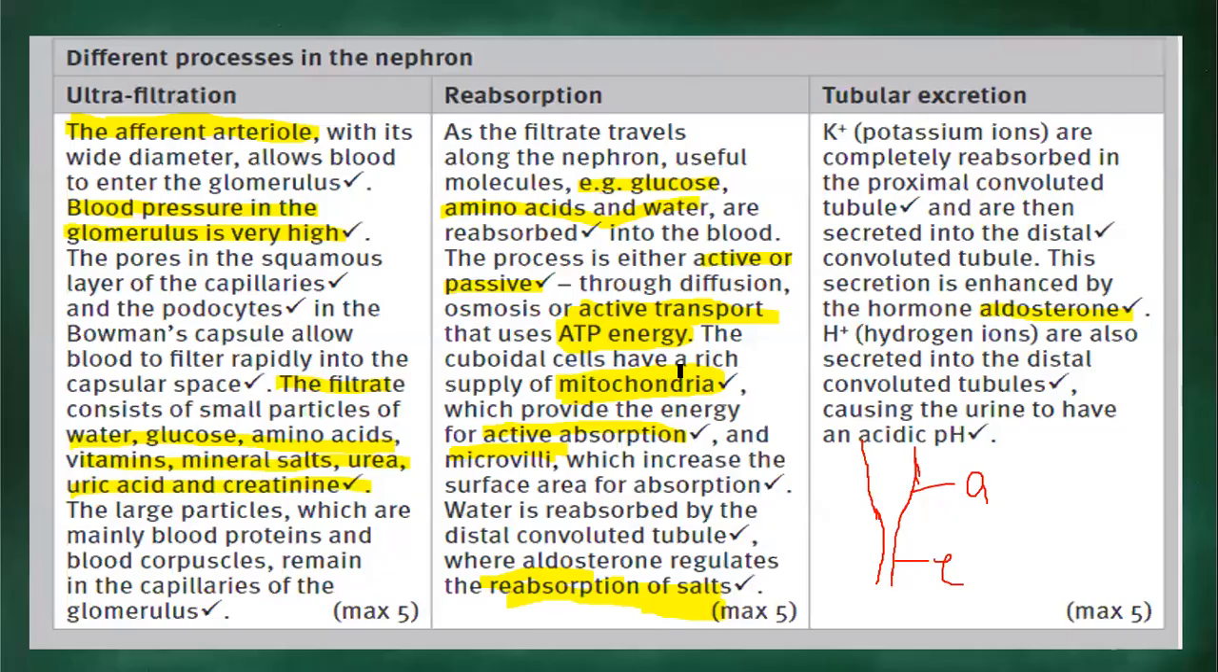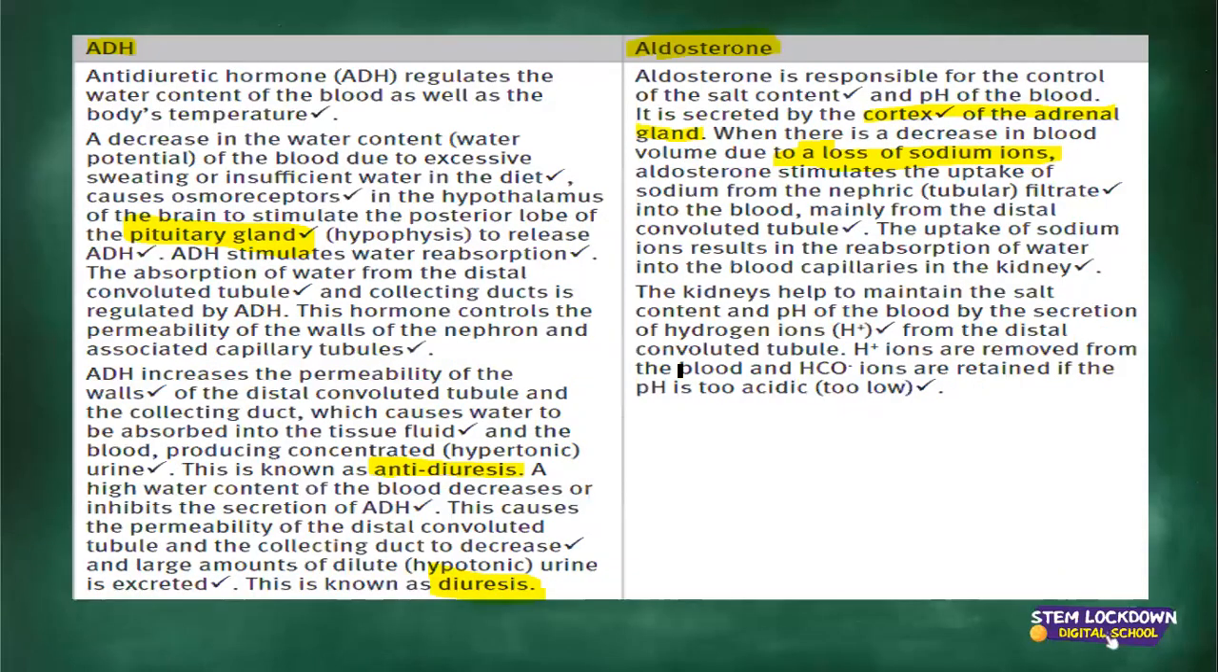So it will cause what? Because the hydrogen ions will be secreted into this distal convoluted tubule, the urine then will have an acidic pH. Because when you add more hydrogen ions, you are making it more acidic. You understand? So yep, that is that part that I wanted to do with you.